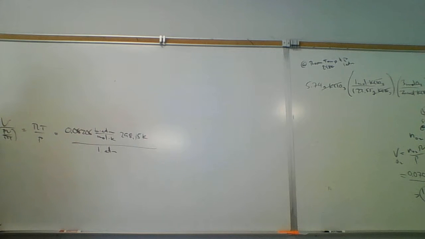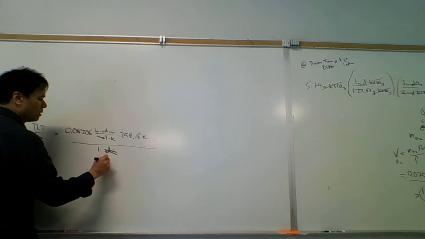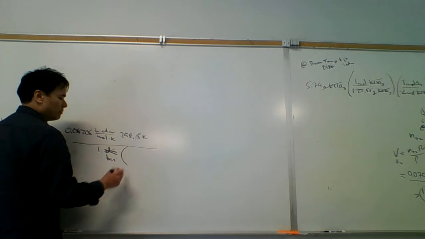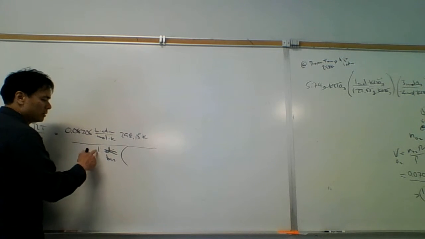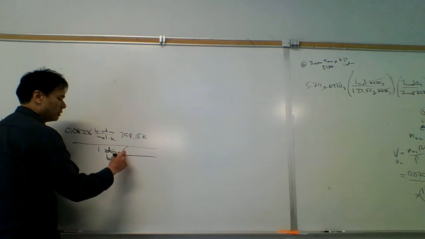Oops. I want this in 1 bar, so I can't use 1 ATM. I'm going to use 1 bar. Now 1 bar is not the same as 1 ATM. 1 bar is a little bit smaller than 1 ATM. Not much. It's like 1% smaller. Just a tiny bit smaller. But we've got to factor that in. So rather than using 1 ATM, I'll use 1 bar because that's the pressure I want, and then convert it.